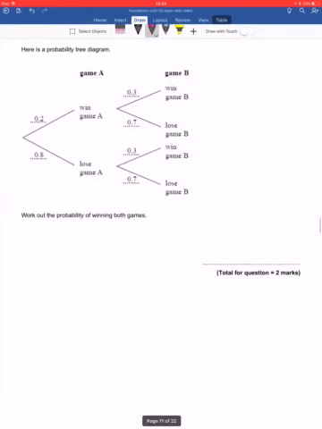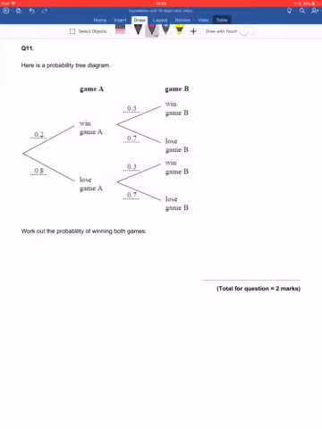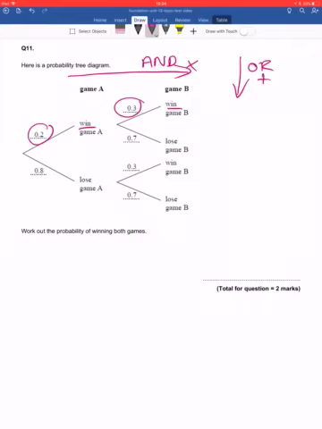Next question. Probability tree diagram. Write the probability of winning both games. So a win and a win. When you say and in probability, you multiply. And when you say or, you go down and you add. So a win and a win is 0.2 times 0.3. Show the examiner because you'll get 1 mark for that. 2 3s are 6. However, we've got 2 decimal places.